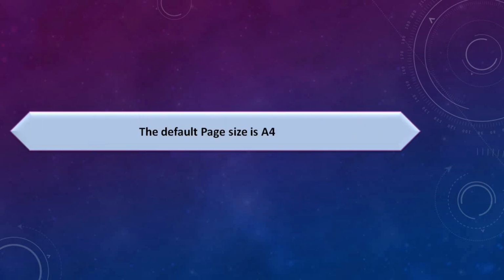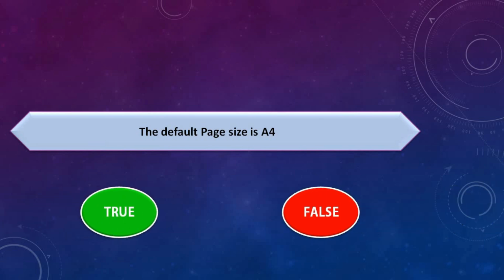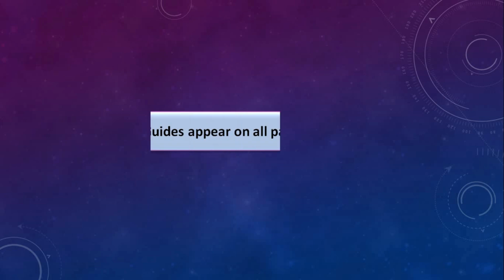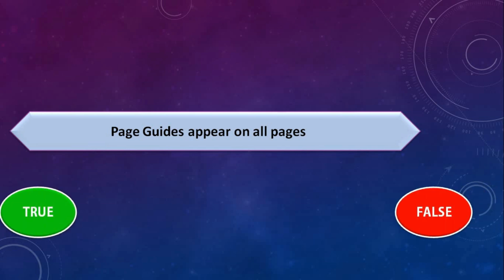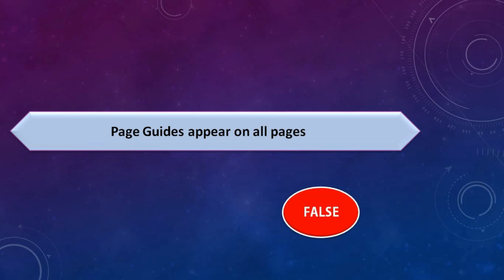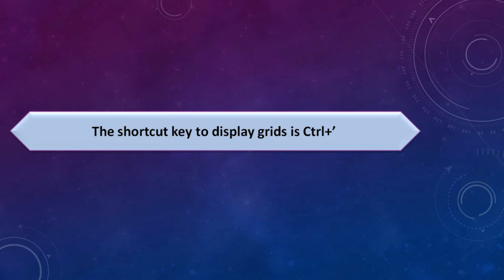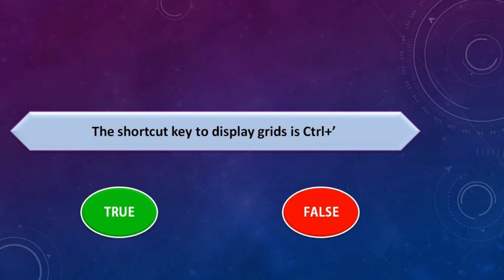The default page size is A4. True or false? Yes, the answer is true. The default page size in InDesign is A4. Page guides appear on all pages. True or false? The answer is false. Page guide will appear only for the current page. The shortcut key to display grids is Ctrl. True or false? Yes, the answer is true. The shortcut key to display grids is Ctrl single quote. True.